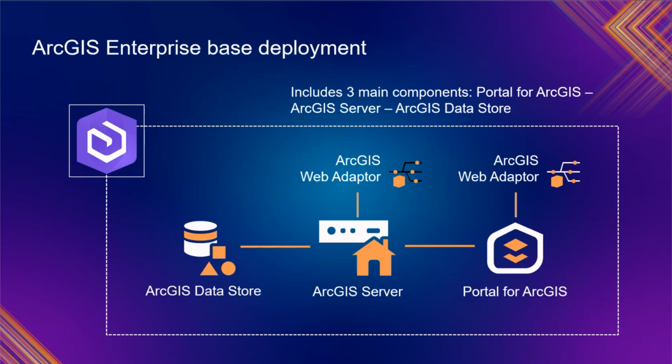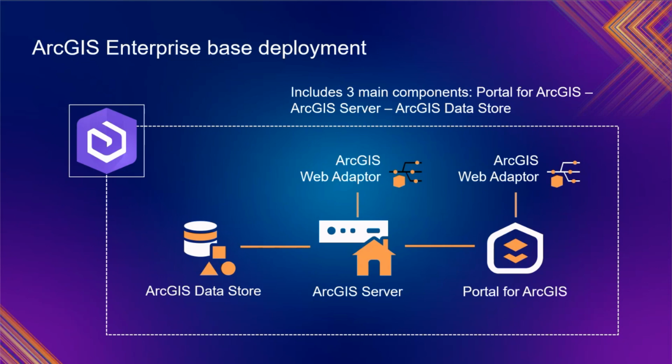So here we have the ArcGIS Enterprise base deployment. When we talk about base deployment, we have three main components, which are the ArcGIS Data Store, Server, and Portal. Each of the three has its own purpose. And the Web Adaptor is deployed on top of this to hide the ports and to provide security. So this is the basic minimum deployment for ArcGIS Enterprise single node.